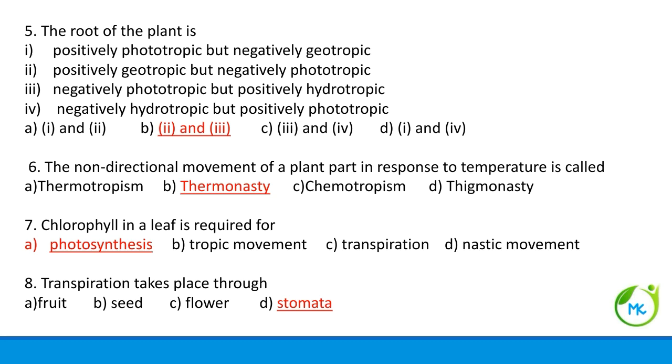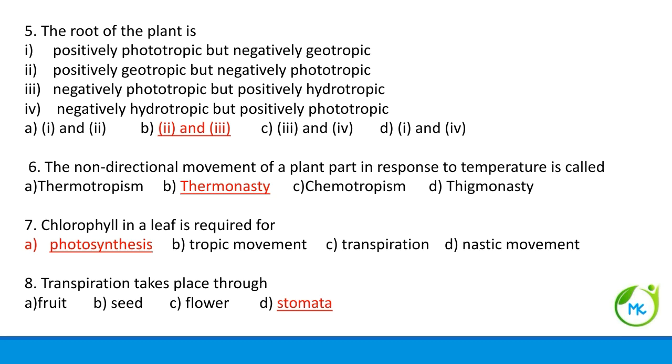Seventh one, chlorophyll in a leaf is required for. So out of the 4 different processes, chlorophyll is required for. So we know chlorophyll is required for photosynthesis, because the chlorophyll molecule functions as a green pigment absorbing the sunlight for the process of photosynthesis. So the correct answer is photosynthesis.